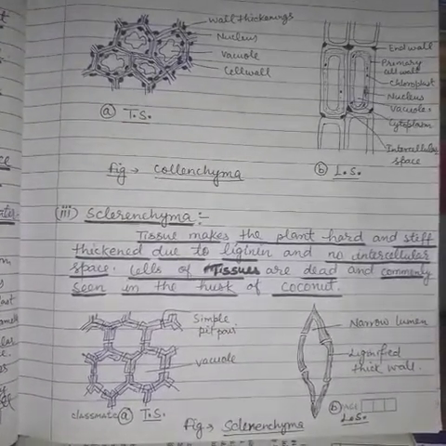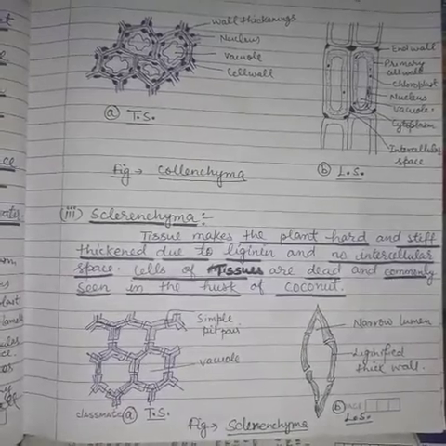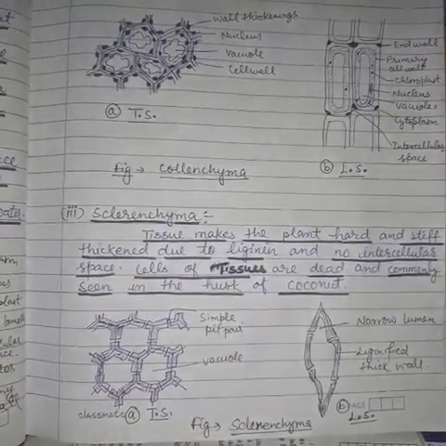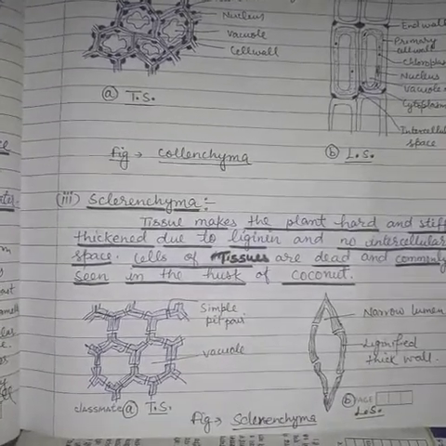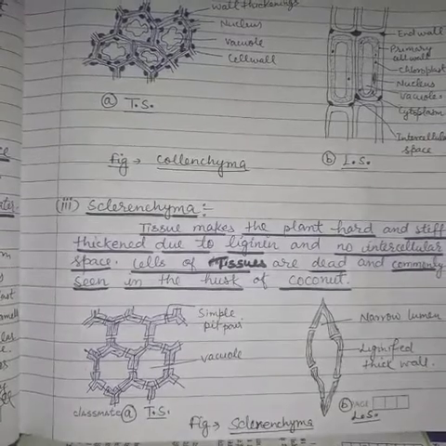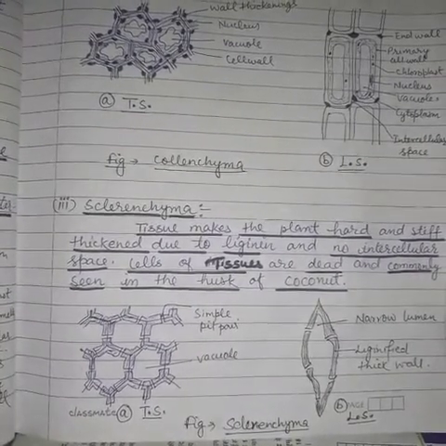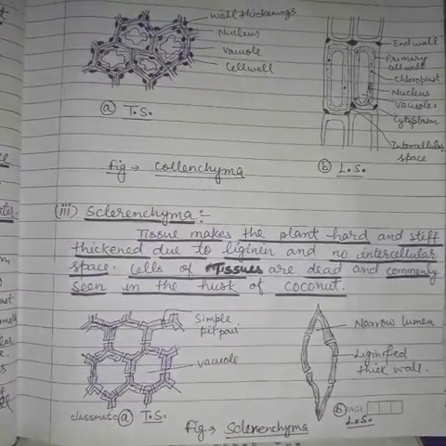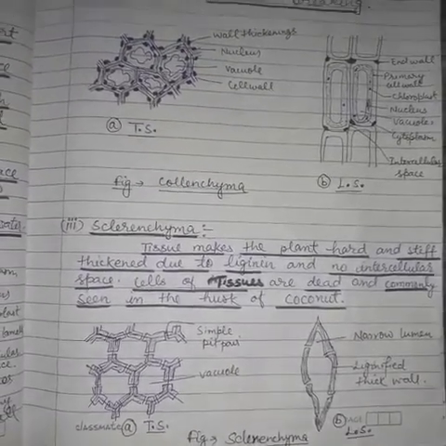Here, transverse section of sclerenchyma, and you can see simple fair vacuoles present, and in longitudinal section, narrow lumen and lignified thickened wall. Once again, what is lignin?